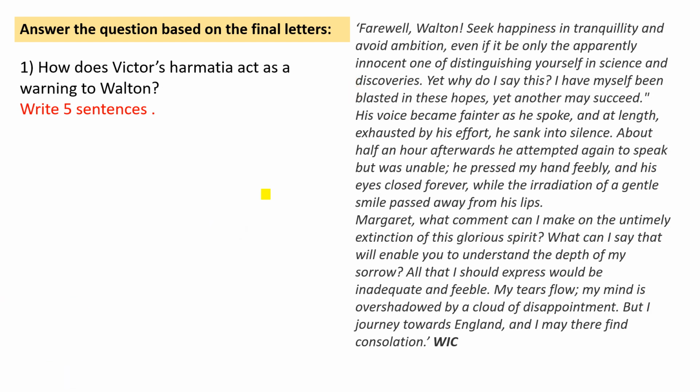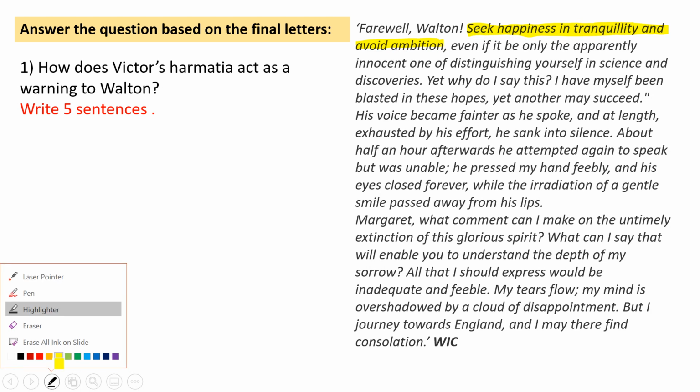So let's just have a look at the ideas. He says, seek happiness in tranquility, be peaceful, and avoid ambition. That's ultimately the main moral message of the text, and it almost summarises the problems with dangerous knowledge. Let's continue reading.